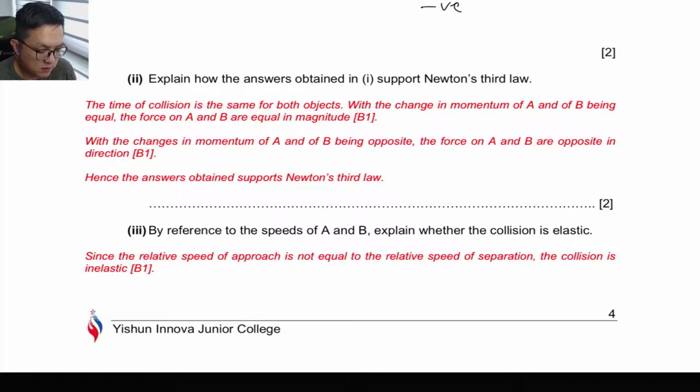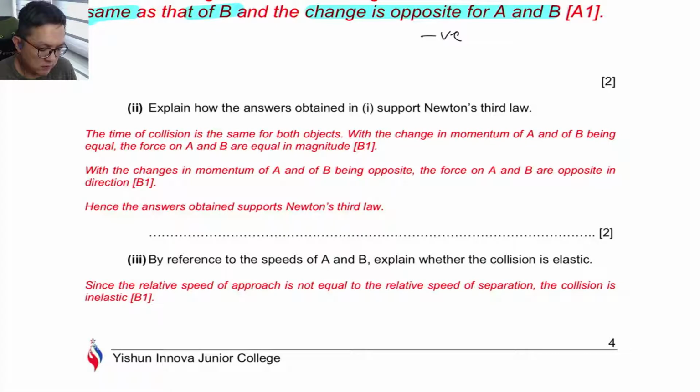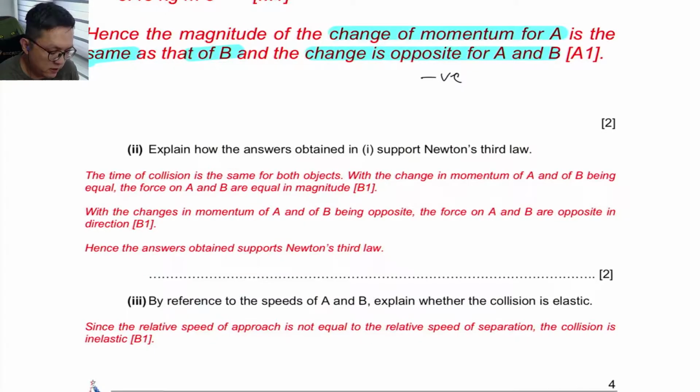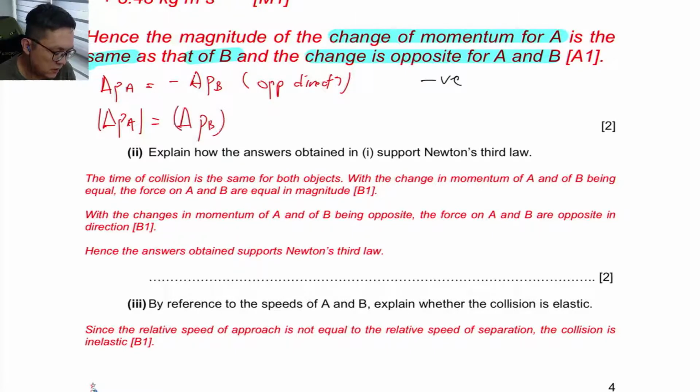Okay, first, we need to show the change in momentum is equal in magnitude. So this one is fine. What we already know is, let's just write the top here, that delta PA is equal to negative delta PB. So this tells you that this is opposite direction. Then we know that the magnitude of delta PA is equal to the magnitude of delta PB. This shows you equal magnitude.